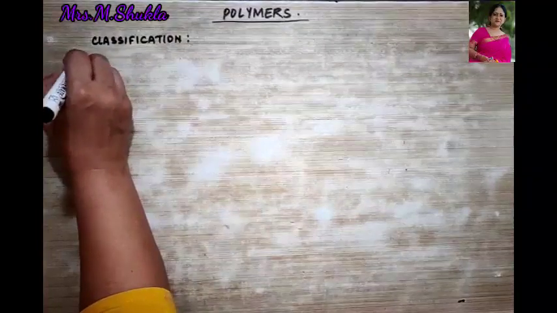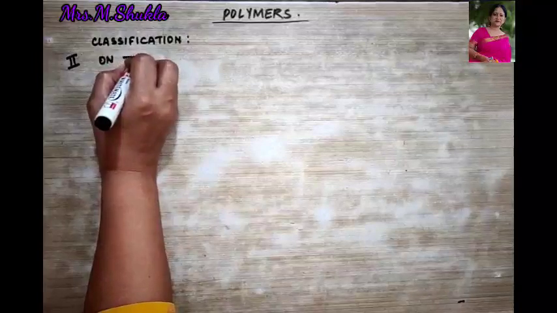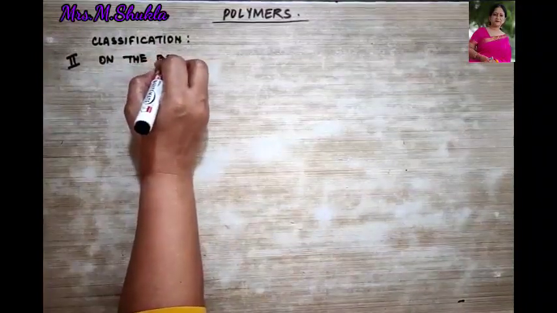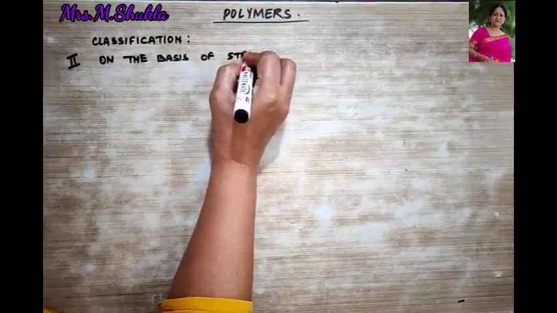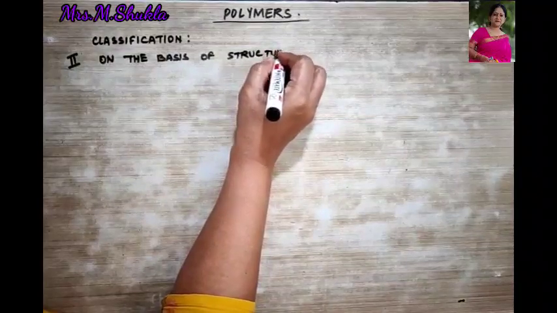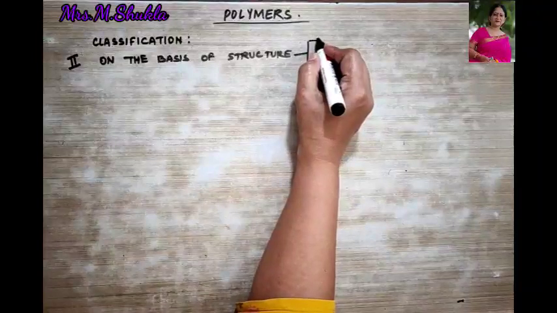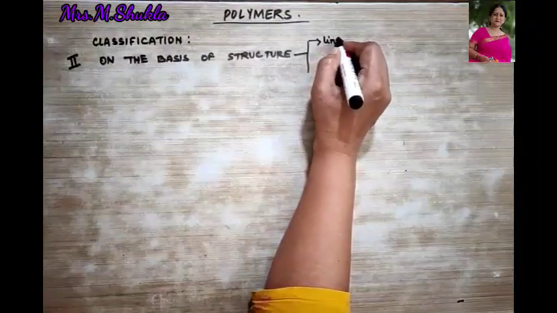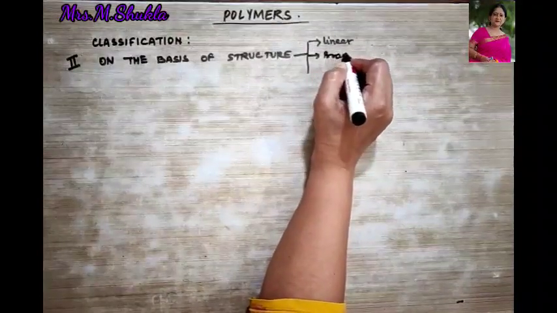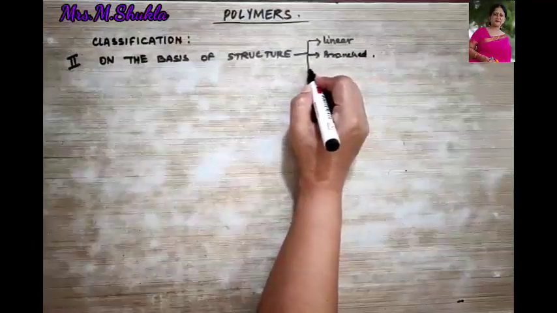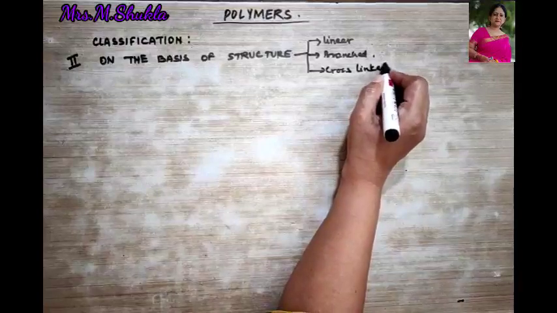So the second way of classification of polymers could be on the basis of structure. On the basis of structure, again they can be divided into three types. First one could be linear polymers, then the second one could be branched polymers, and the third one could be cross linked polymers.